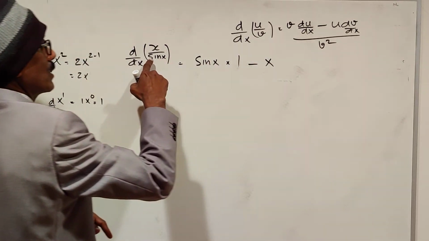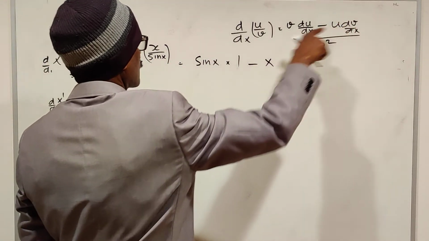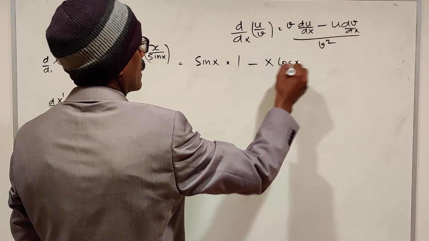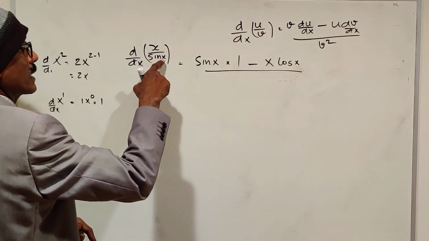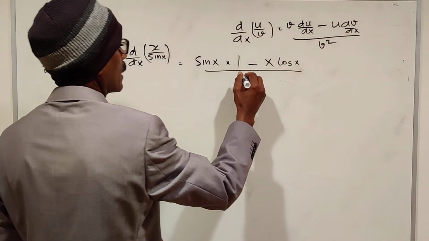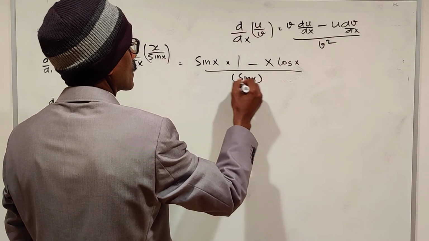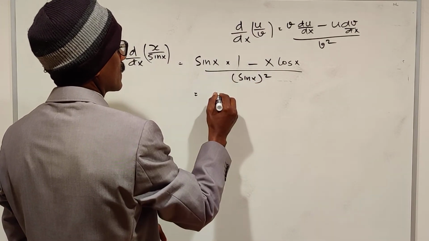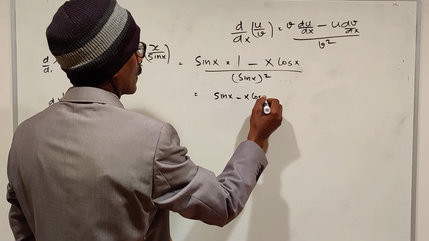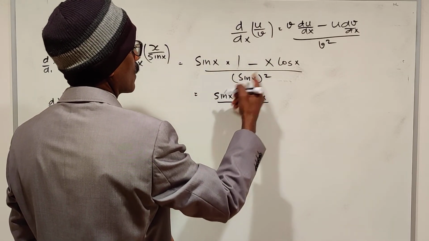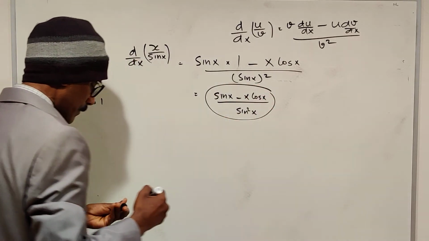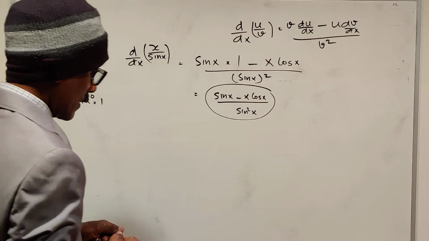minus u, the numerator, x into derivative of sin x. dv by dx means derivative of sin x, that is cos x, divided by v square, the denominator square, sin x the whole square. So sin x into 1 is sin x, minus x cos x, divided by sin x the whole square, sin square x. So this is the answer. Okay. One more question.